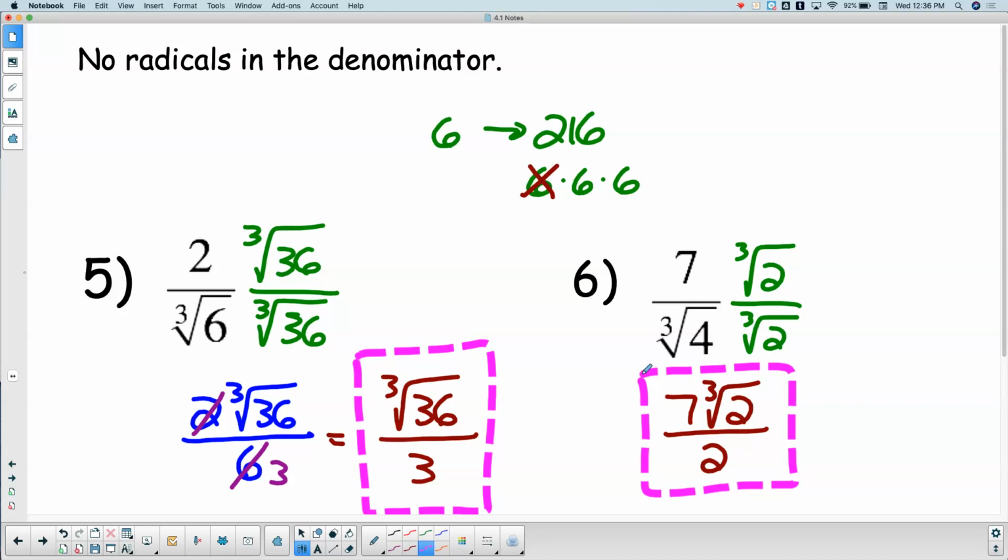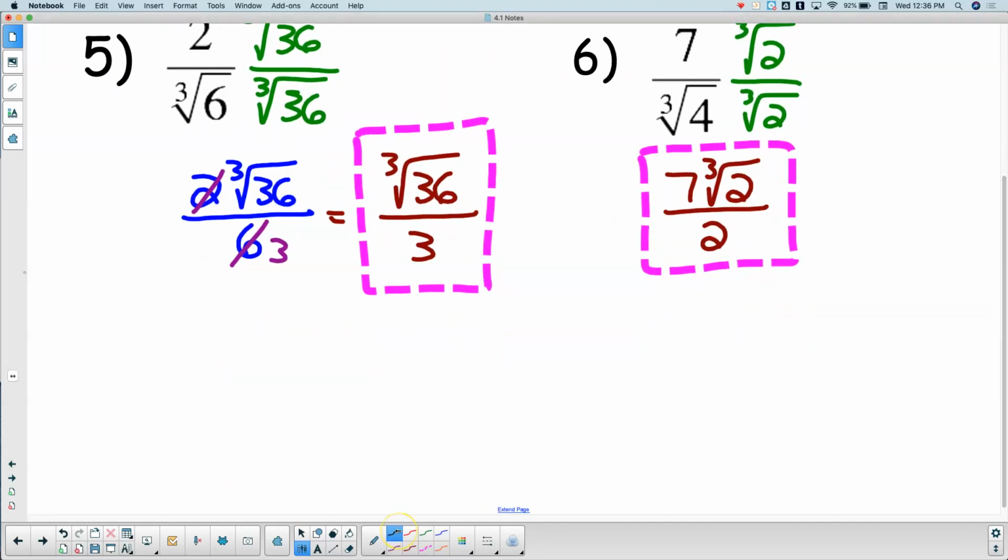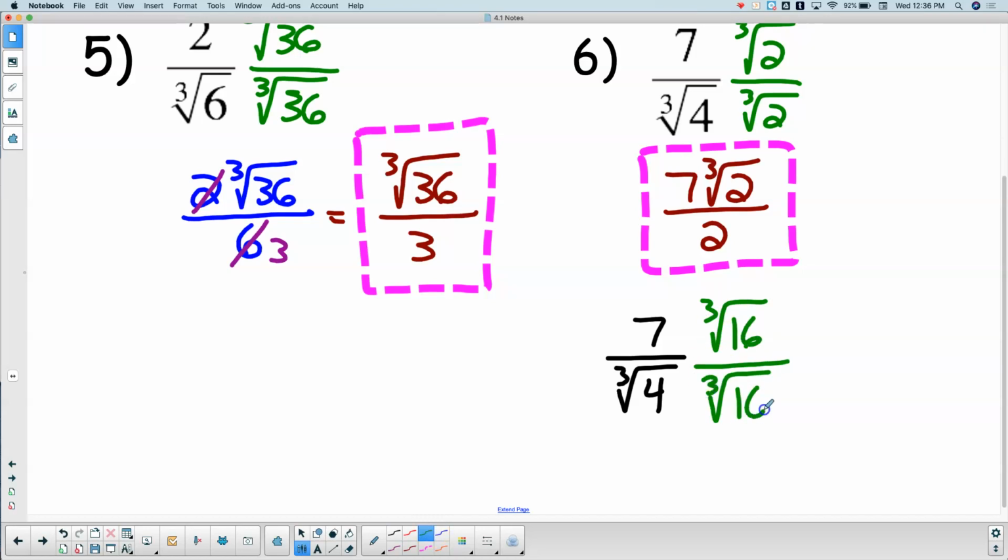What did I do there? Since you can multiply 4 by 2 and 8 is a perfect cube. Yep. Okay. Most of you probably did this. So on top then, you got 7 times the cube root of 16 all over 4.